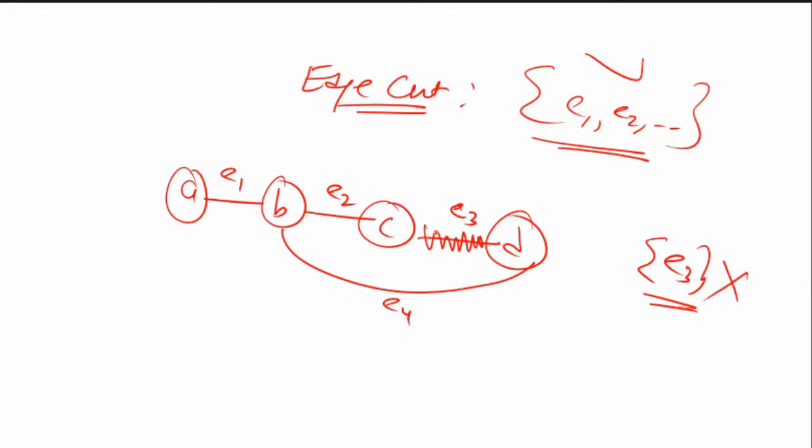The number of components is still the same. Earlier in the original graph, you have only one component. After removing this E3, also you have only one component. So you can say this is not an edge cut.